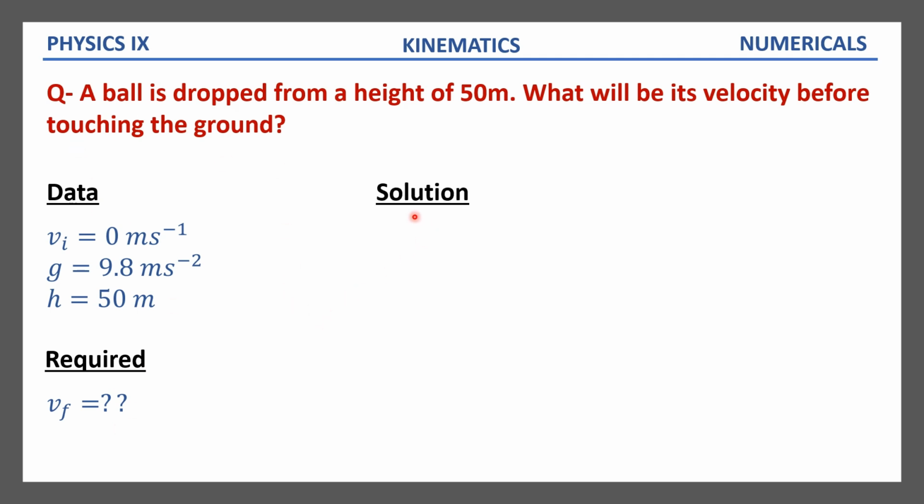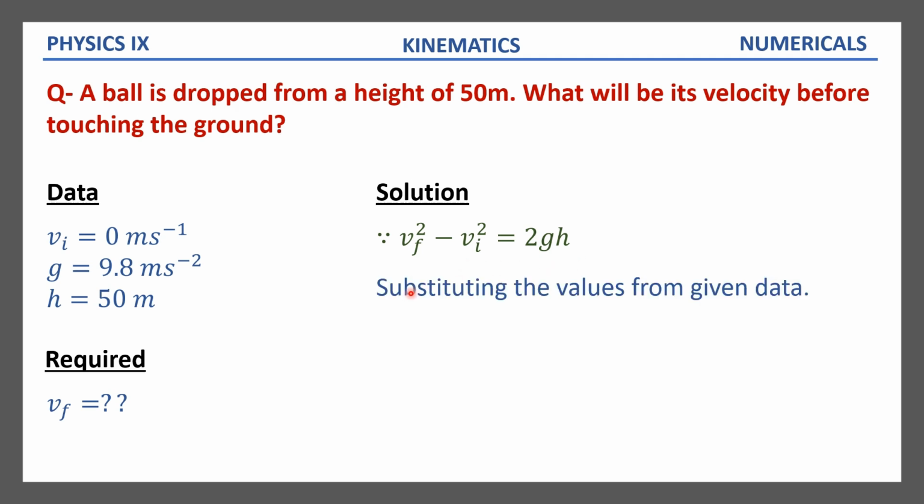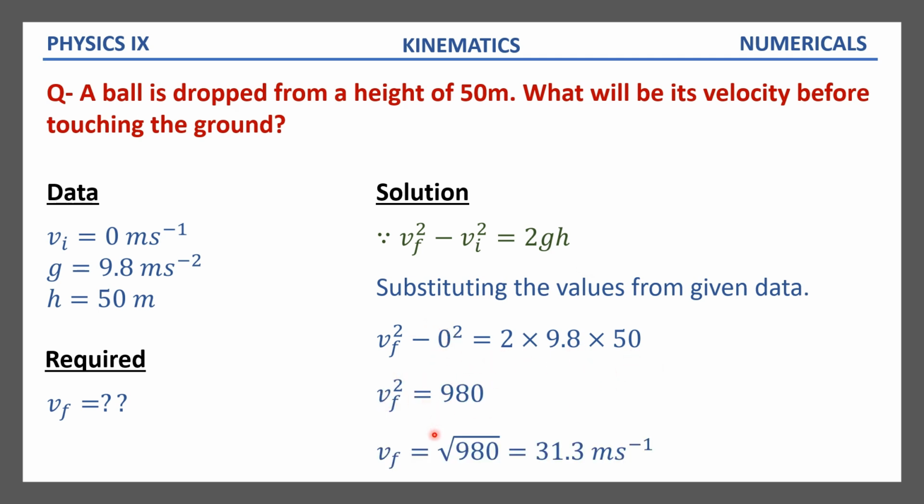Let's find the solution. We use the third equation of motion for solving this problem. Substituting the known values, Vf square minus 0 square is equal to 2 multiply 9.8 multiply 50. Simplifying the values, the equation becomes Vf square is equal to 980. Taking square root on both sides, the square root of 980 is 31.3 meters per second.